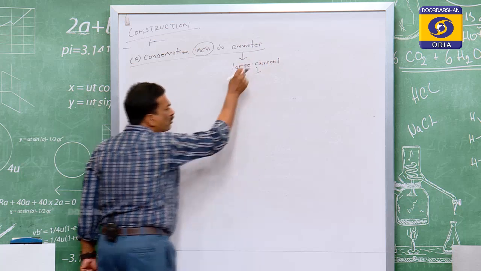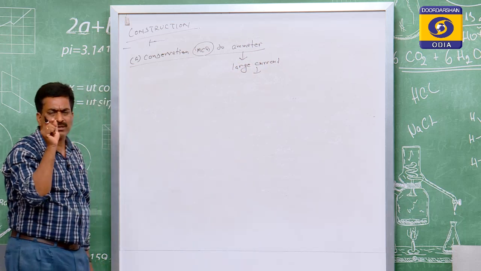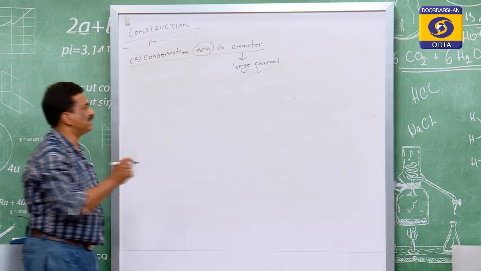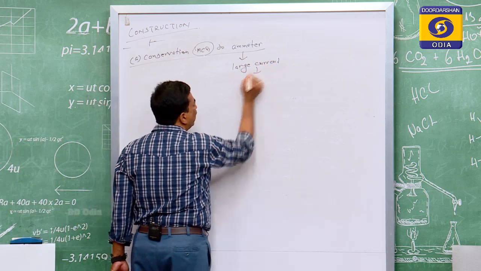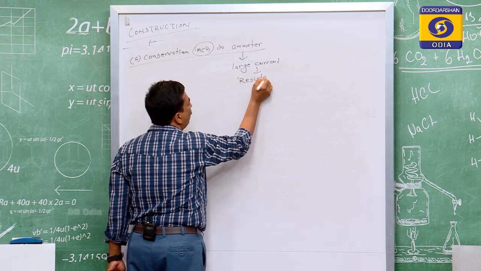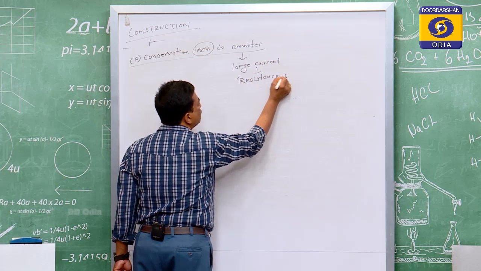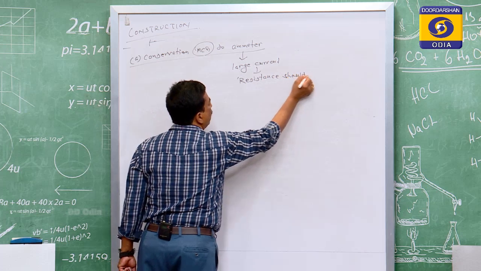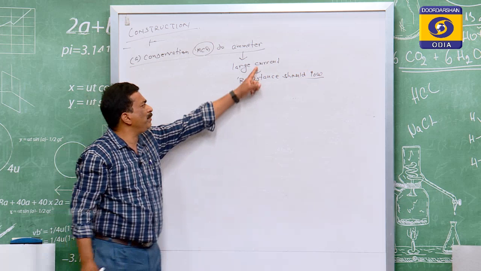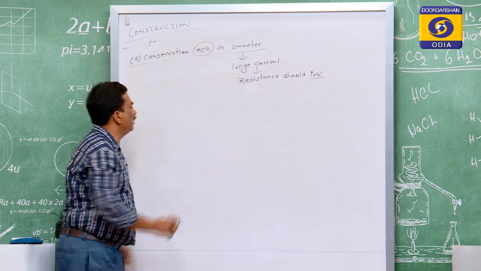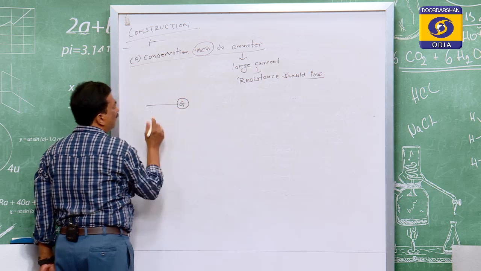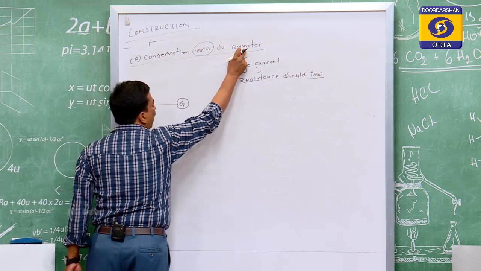So for a large current to be measured, the device through which the current passes must have low resistance. If the current is large, then the resistance should be low. Resistance should be low. So when the resistance is low, the current will be more. Therefore, if we have a galvanometer, we want to make it an ammeter.